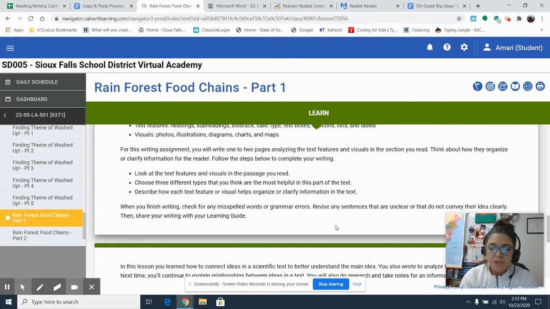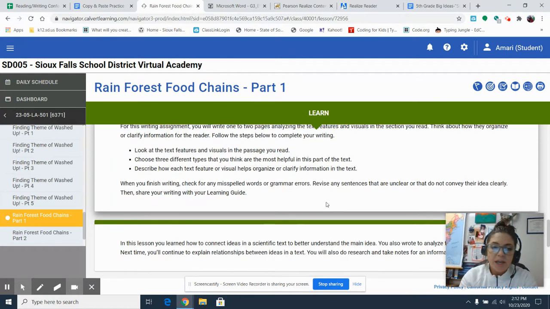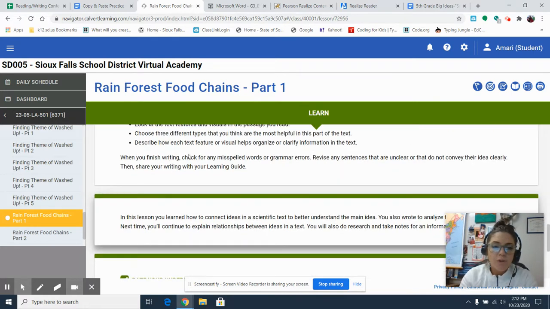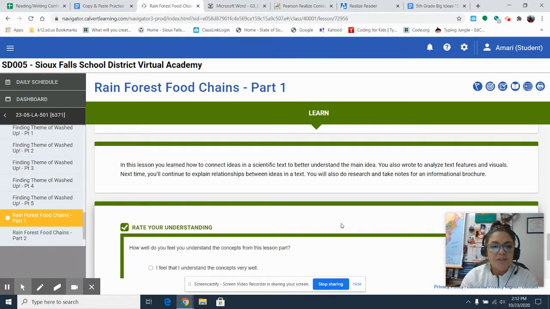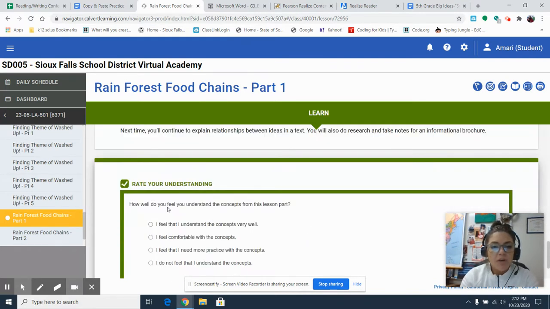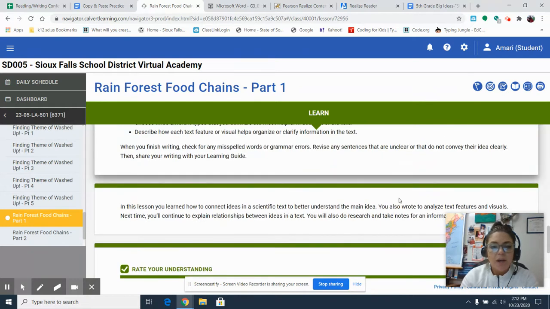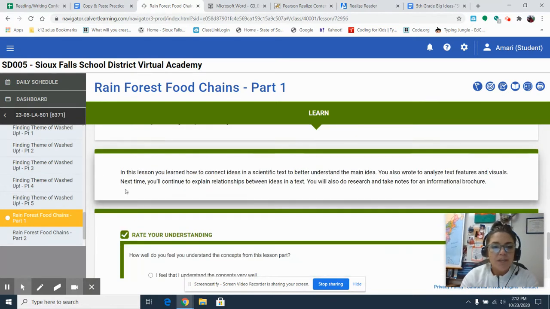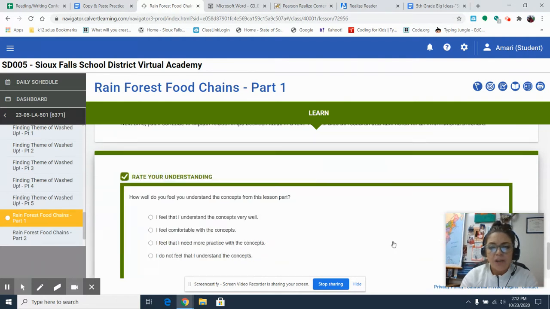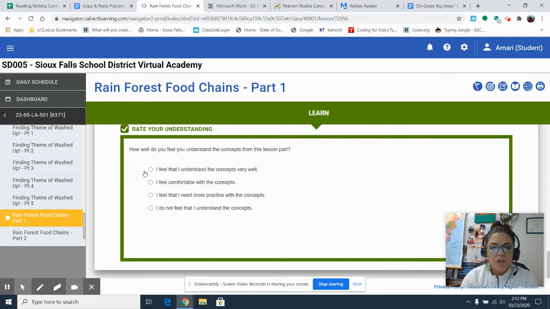Please make sure that you're using complete sentences. And when you finish writing, check for misspelled words or read it to make sure it makes sense. And then you're going to rate your understanding down on the bottom, and you will submit it. It says here that as far as your writing goes for the day, you are not turning that in. So just go ahead and save that in your Google Drive, rate your understanding, and click submit.